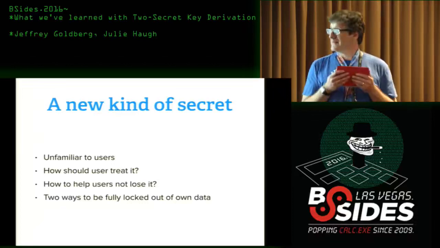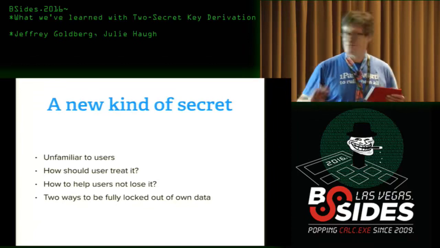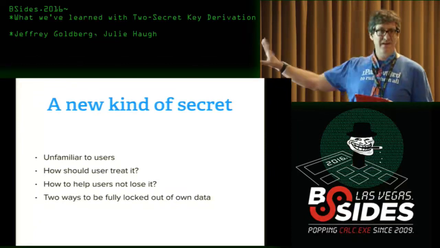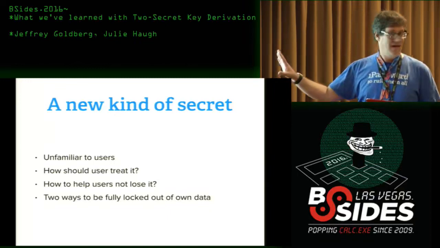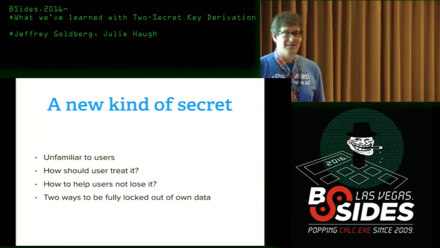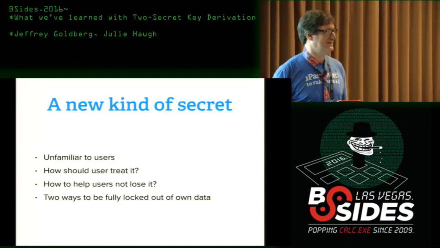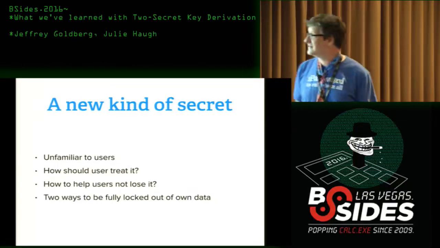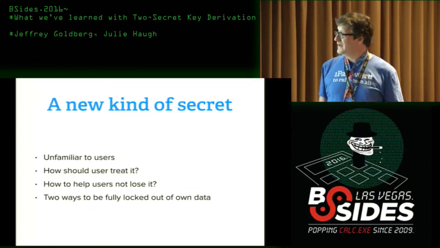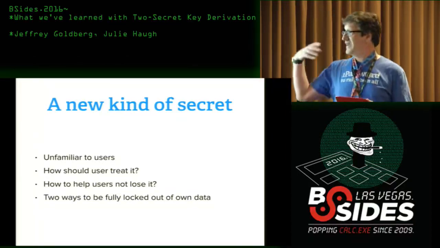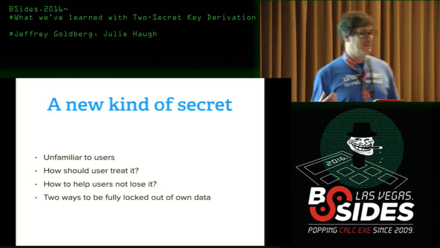Now, in Cambridge I talked about the technology, the key derivation, all of that stuff. My concern here is we are presenting a new kind of secret to users. And we hope that they behave in ways that help their security instead of harm their own interests. So we've got this new kind of secret. It's unfamiliar. So the questions are, how do we get users to treat it properly? How can we help users not to lose it?